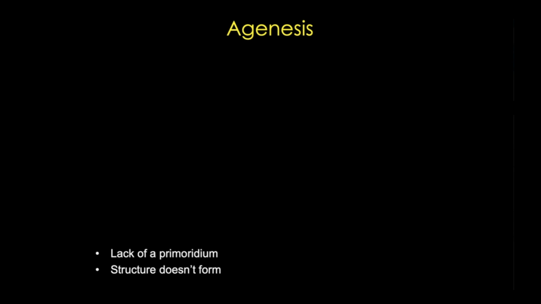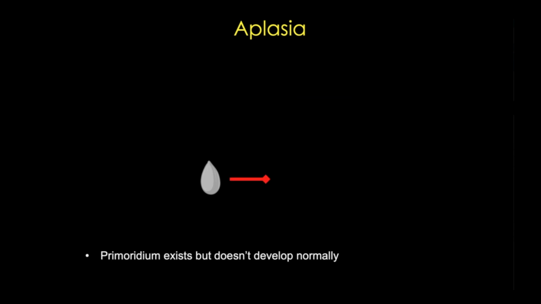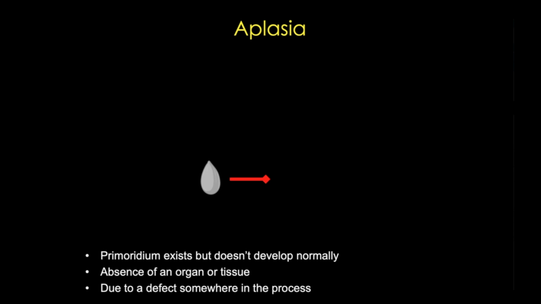Now let's contrast agenesis with aplasia. In aplasia, there is a primordium, but it fails to develop, so the structure doesn't form. And this leads to absence of an organ or tissue. Now, unlike agenesis, the seed or primordium is there, but there is some kind of defect in the process. Aplasia can be caused by genetic problems or teratogens such as thalidomide that cause absence of limbs. And another example would be the Manx cat that fails to form a tail.